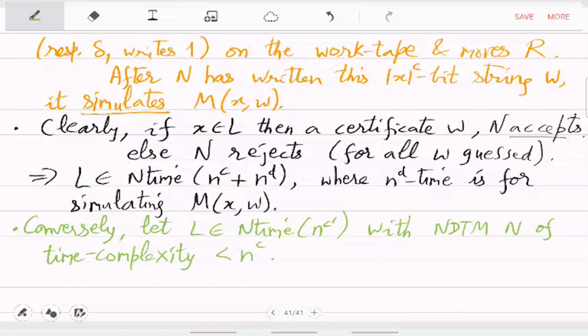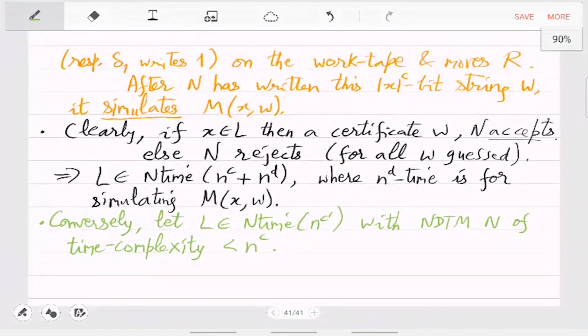Now, you want to show L in NP. So, you have to give a verifying Turing machine, a Turing machine that can verify a certificate. That Turing machine will actually be just N. And what is the certificate? The certificate is which path to take, what choices to make, delta 0, delta 1, in the steps so that it accepts the given input.